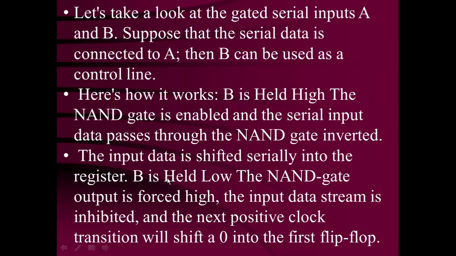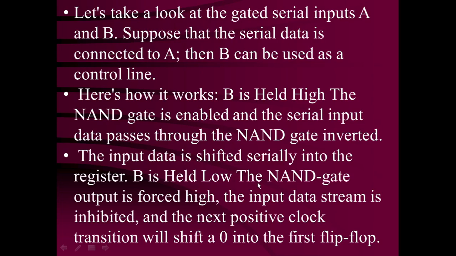Now, if B is held low, if one of the inputs of the NAND gate is low, the output of the NAND gate is stuck at high, irrespective of whatever data is entered from input A. So serial data input A becomes disabled. Data cannot pass through the NAND gate, the NAND gate is disabled and its output is stuck at high.